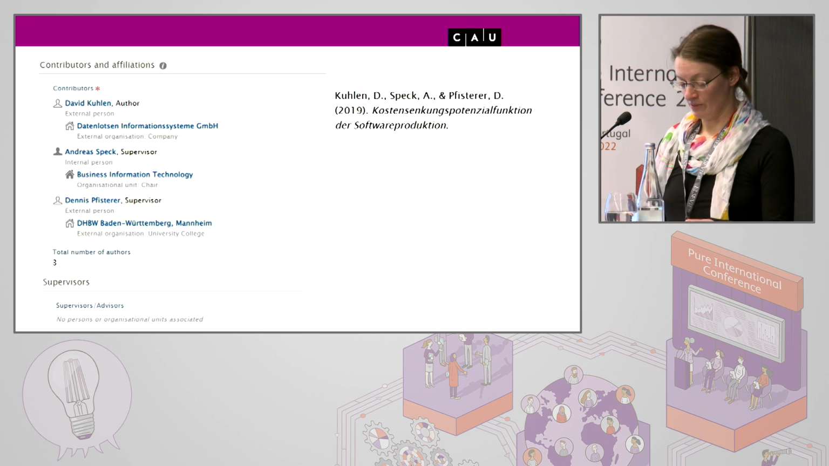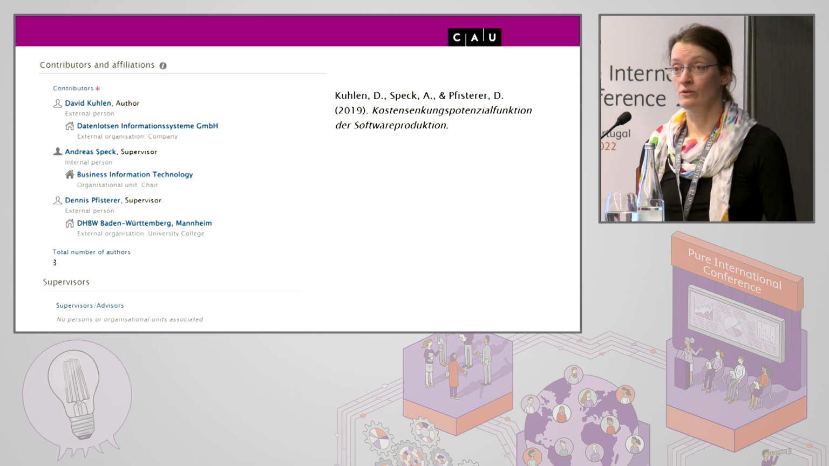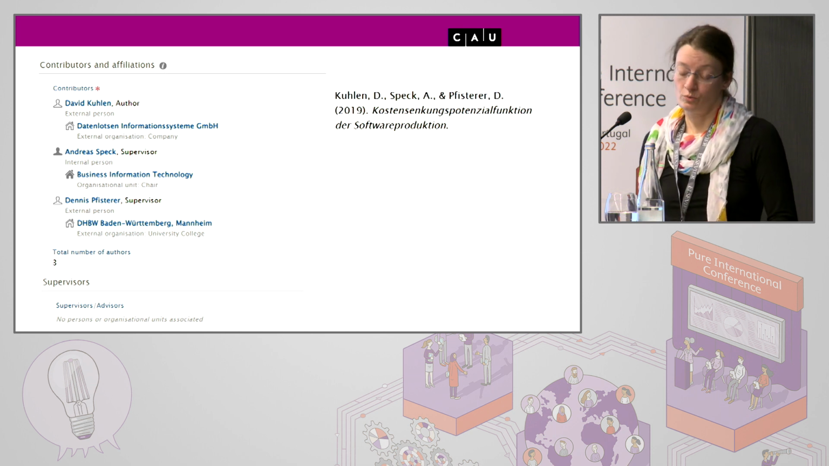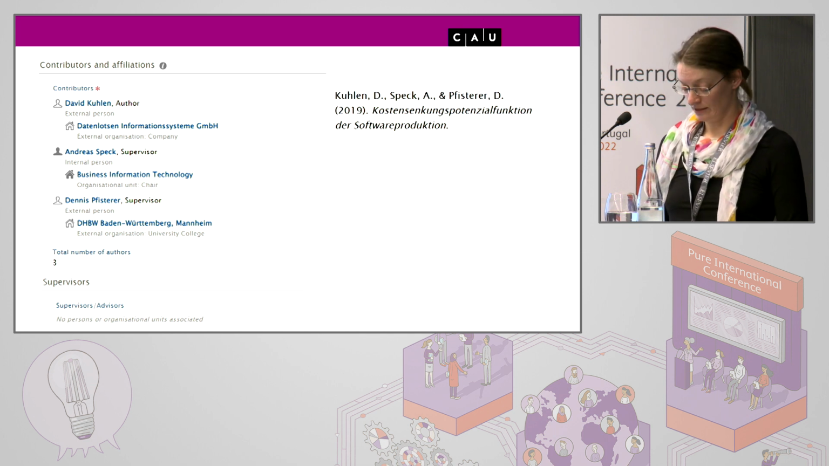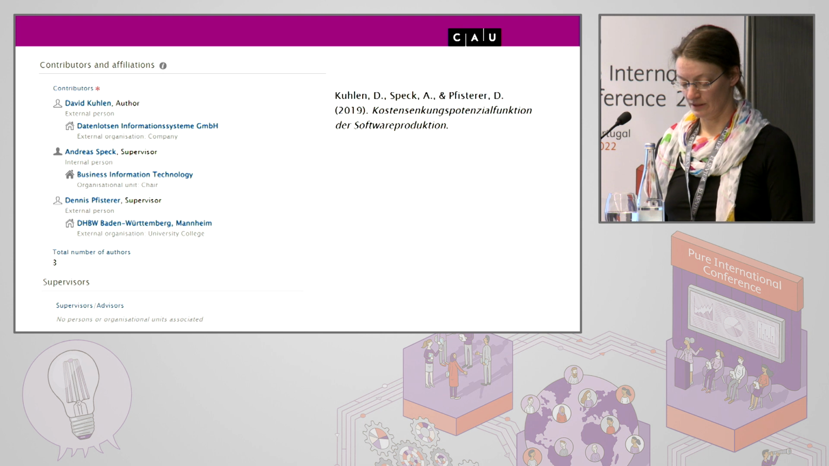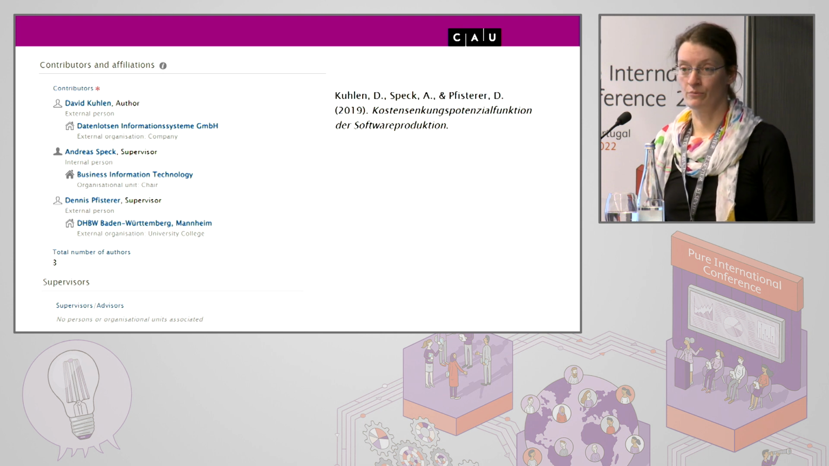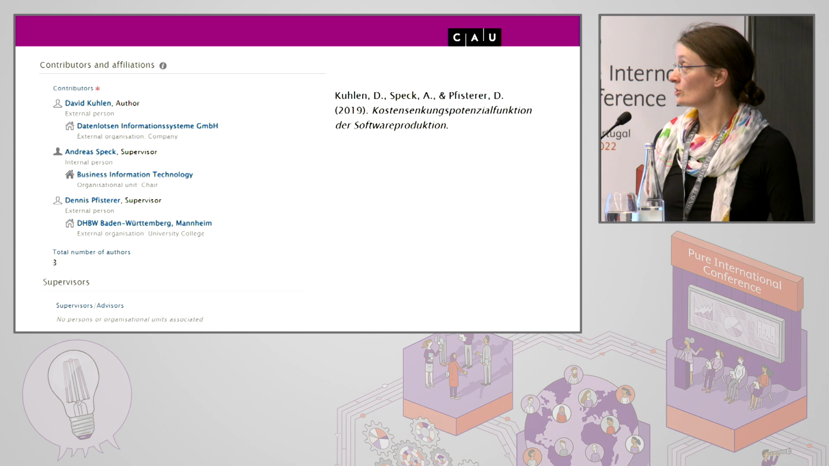Here you see an example. To the left, we see 1 author and 2 supervisors in the contributor section, and the supervisor section is empty. And to the right, you see what this publication looks like in APA format, and it shows incorrectly something that looks like 3 authors.